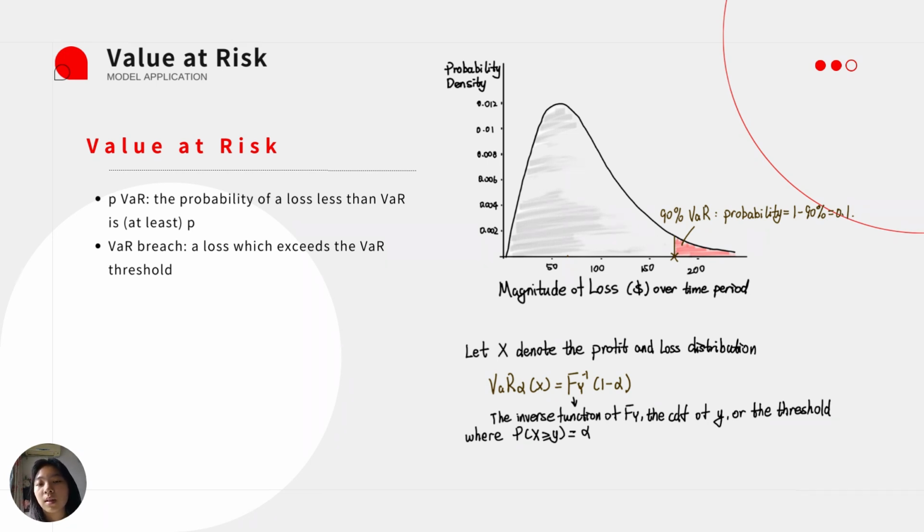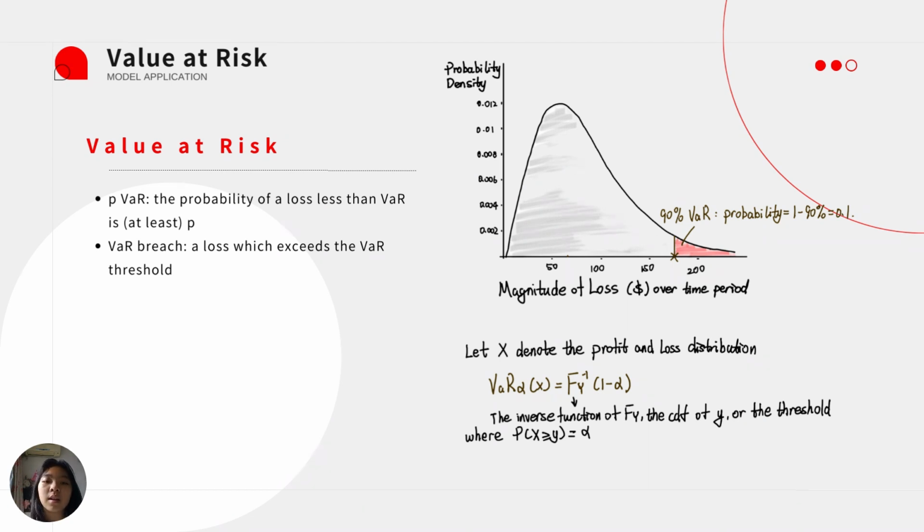In other words, the risk for us to get a loss that's over $175 is simply 1 minus the 90%, which is 0.1. And this $175 is also called the VAR breach. However, for most of the time, we don't really know what the VAR breach value is. Instead, we want to investigate the VAR at a specific probability.